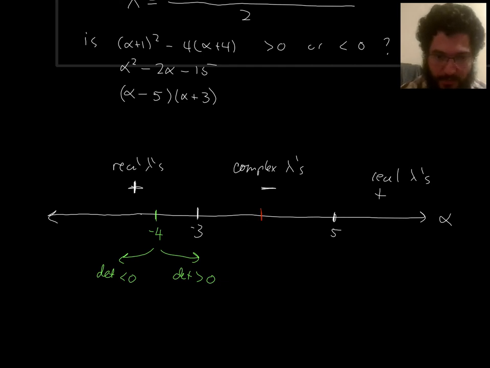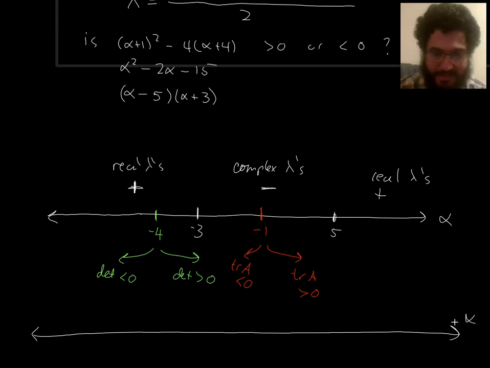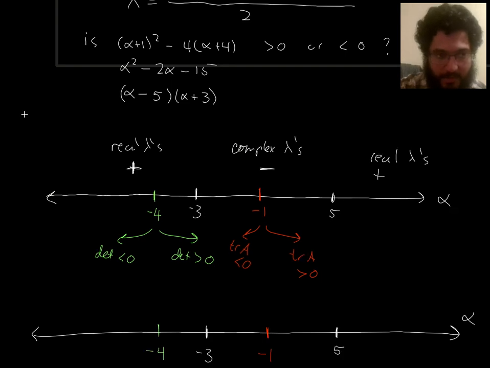So negative 1 is sort of our dividing line there. That'll be somewhere between negative 3 and 5. So over here, trace is negative, and anything to the right, trace is positive. All right, so now let me divide things up again, this time focusing on all the different conditions that are simultaneously holding in any different segment of the line of possible alphas. Okay, you'll see what I mean in a moment.